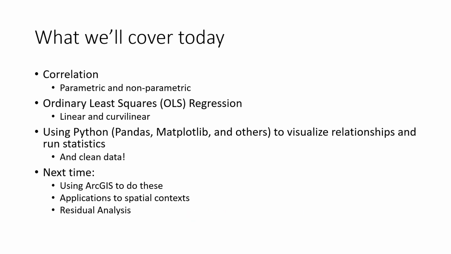So things we're going to cover today: correlation. We'll talk a little bit about parametric and non-parametric versions of this. We'll be talking about ordinary least squares regression, or OLS regression. This is kind of the most common type of regression. When we talk about ArcGIS applications to this, we'll also be talking about geographically weighted regression, but that's a specific, spatially oriented regression. Before we get into that, we're just going to be talking about the very typical case.